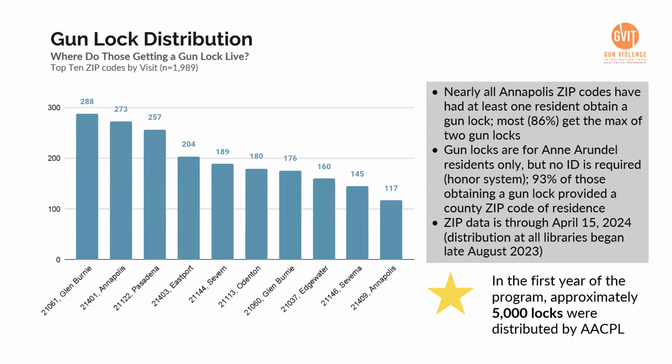Annapolis zip codes have received the most gun locks. 86% of folks who are coming through the door are getting 2 gun locks. You can get 2 per day. So if you have more than 2 firearms, you can come back another day and get more. We don't require that folks give us an ID. We do ask that you be over the age of 18, and we ask for your zip code, race and ethnicity. And so far, people have not been hesitant to give us that information.